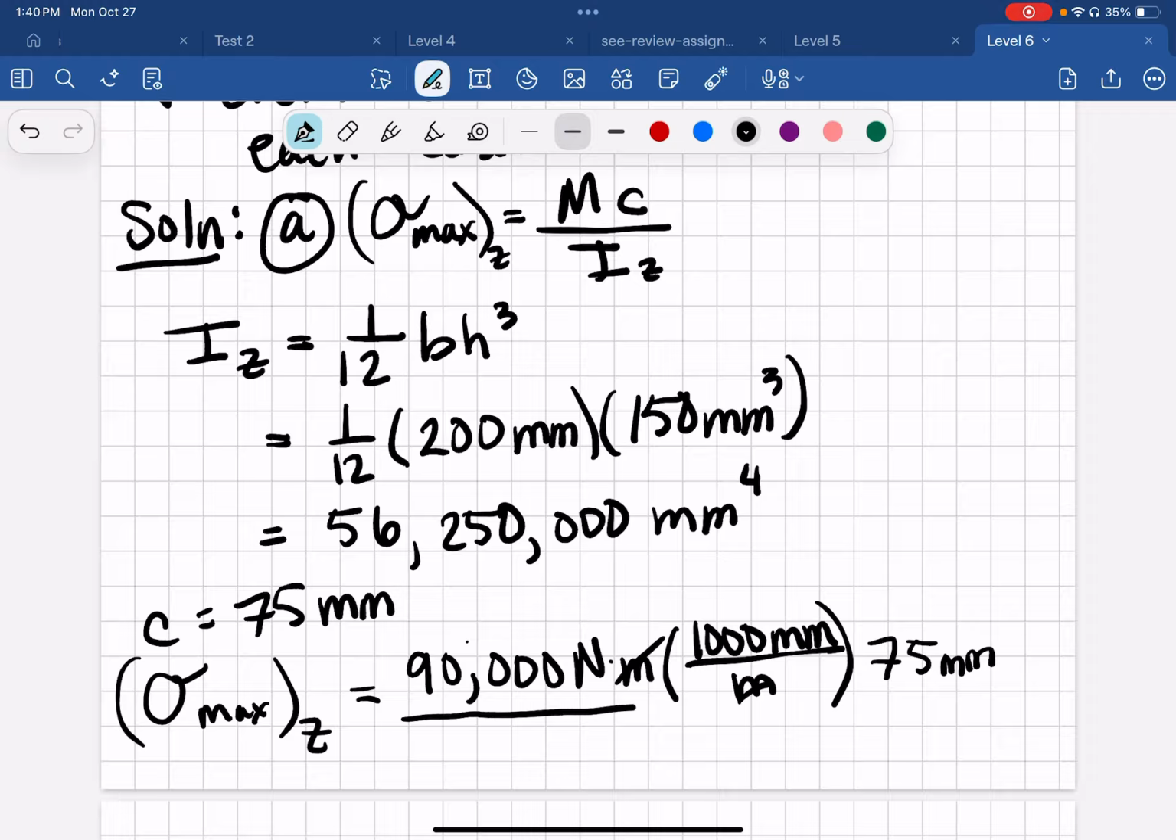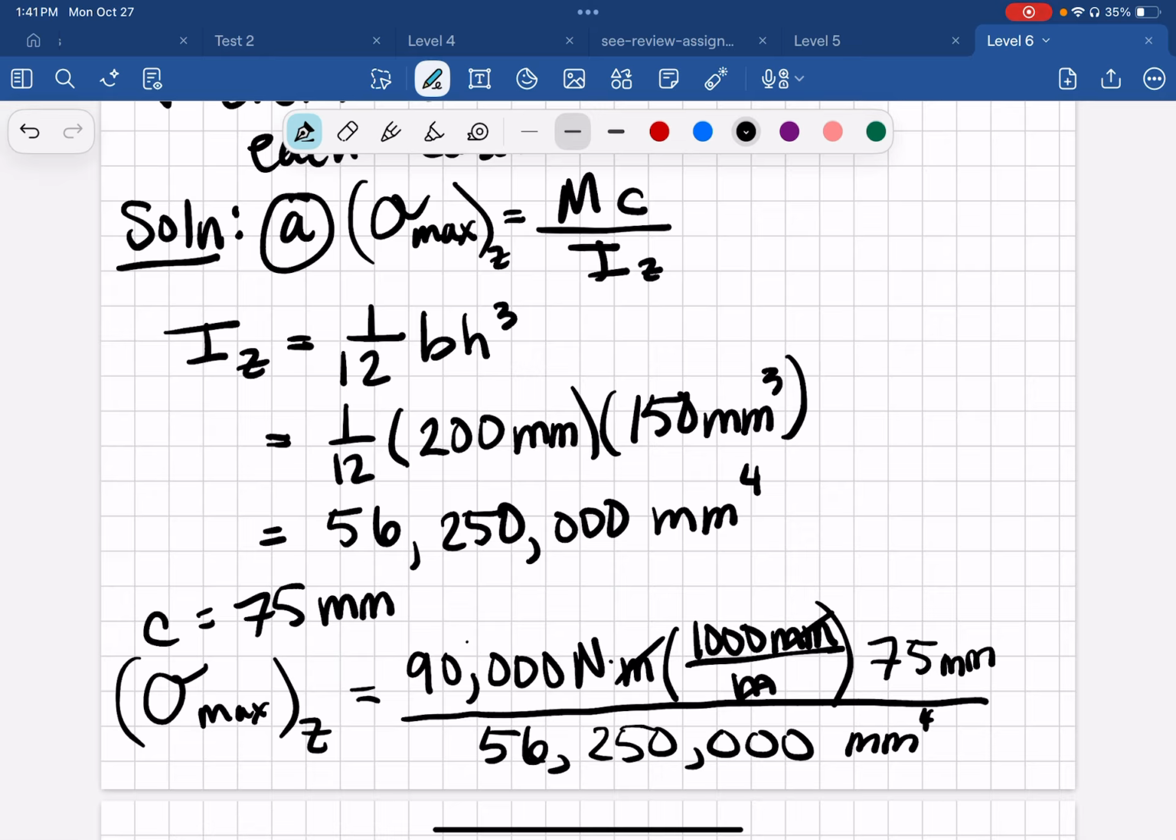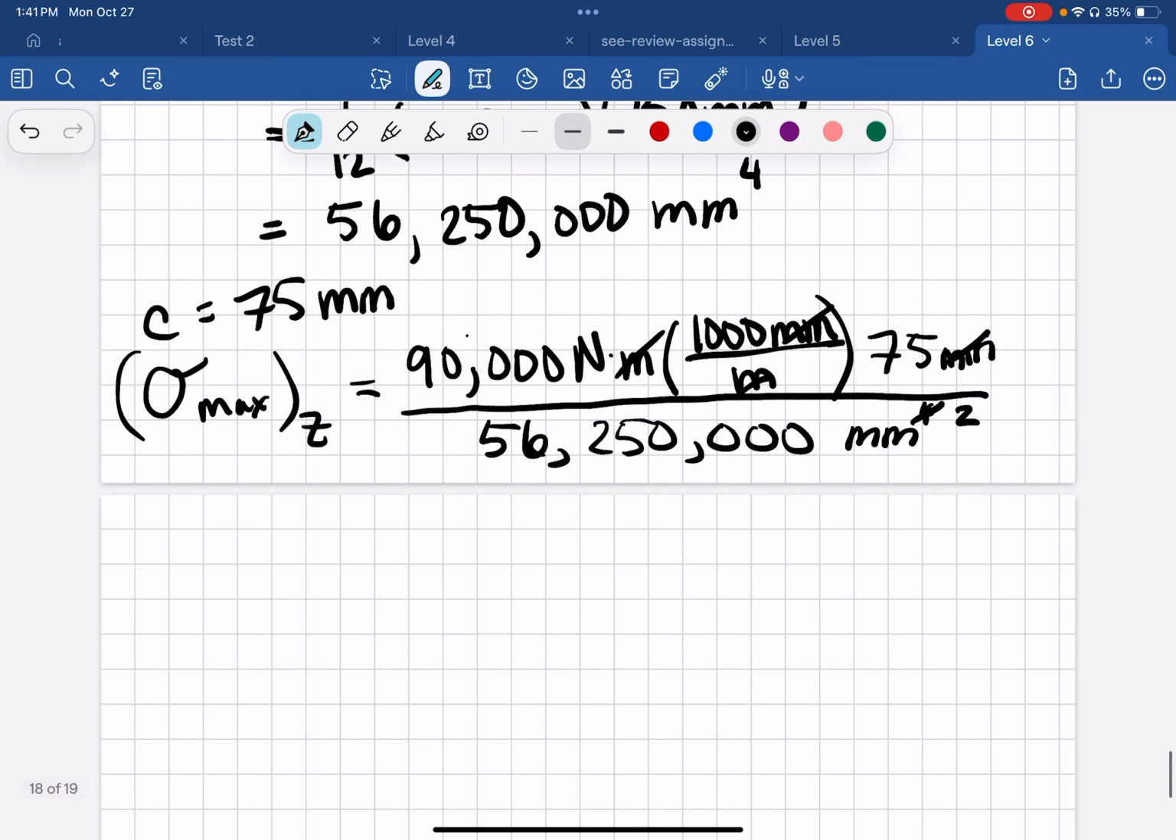And then divided by that Iz, which is the one we already calculated, 56 million millimeters to the fourth. And we have millimeters squared on top, so that changes to squared on the bottom. So we get newtons per millimeter squared, which is megapascals. So let's see what we get with that. 120 megapascals.